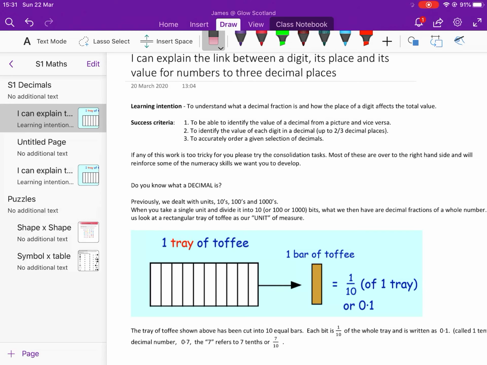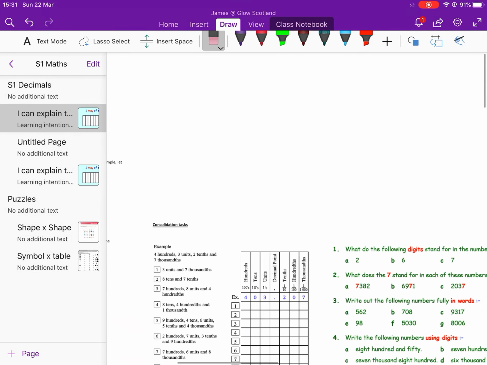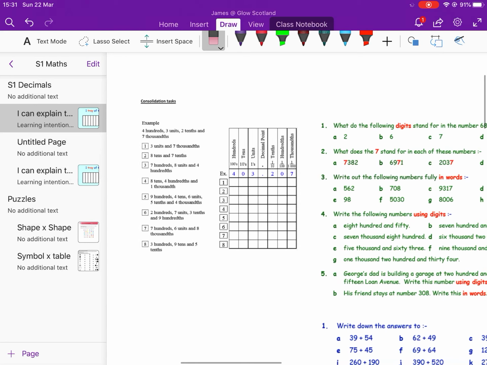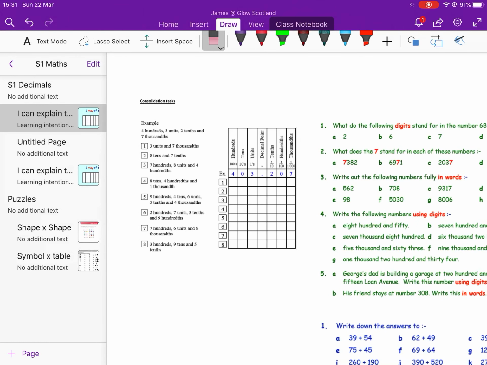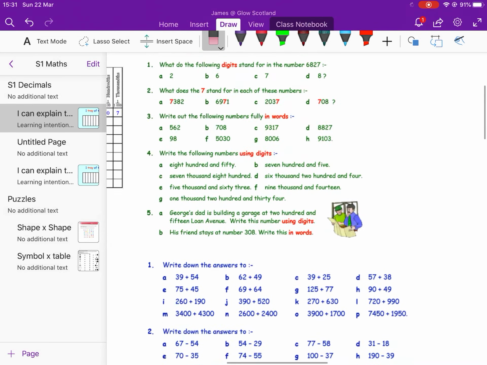Right, now I realise some of this might be a bit daunting, might be a bit tricky for a few people, so what I've done is I've put some consolidation tasks just over here. So I suggest you watch the rest of the video, see what you think. There's one task there with decimals, and then there's a couple that don't have decimals here.